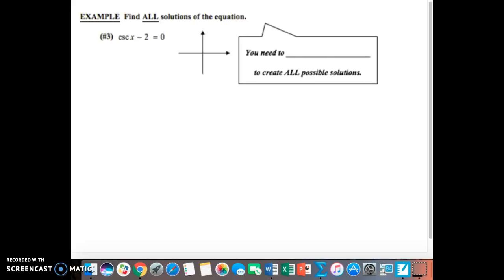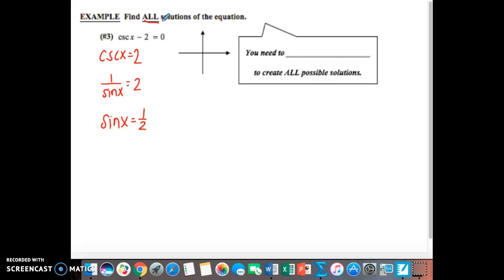Our next example asks us to find all solutions of the equation. Example 3 is cosecant of x minus 2 equals 0. We're going to solve this the same way. So start out by adding 2 to both sides. So cosecant of x equals 2. Now, since it's a little difficult to think of cosecant, let's change this in terms of sine. So 1 over sine of x equals 2, which tells us that sine of x is equal to 1/2.